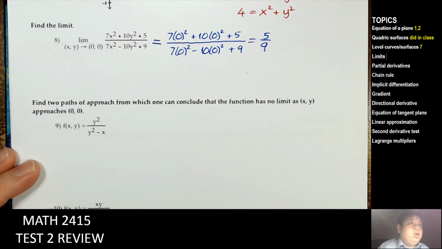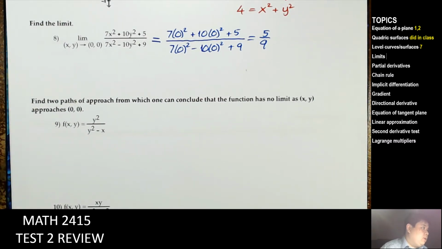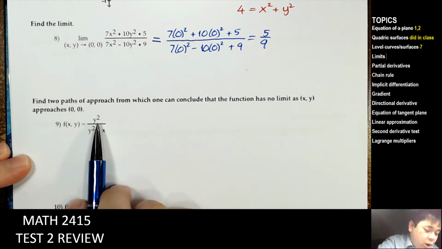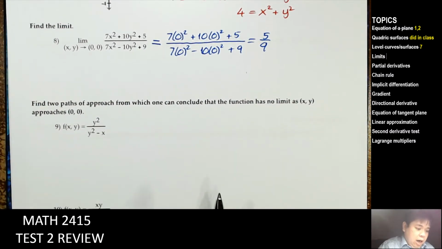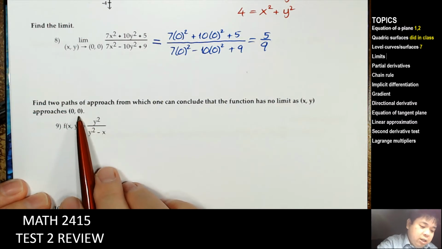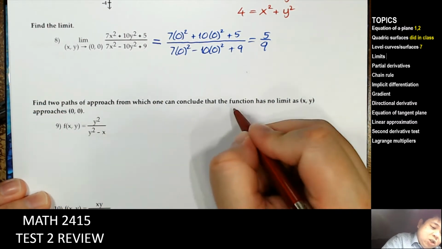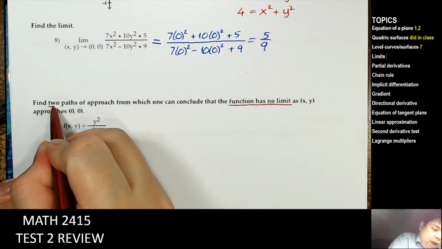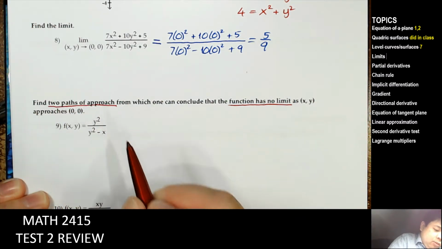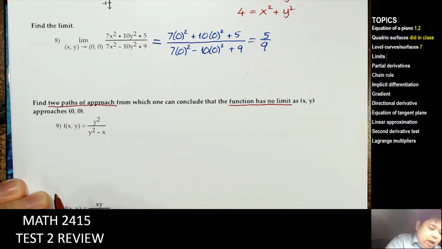Now what if it doesn't work? So we look at this function. In this case, let's read the instruction first. So that the function has no limit, and we have two paths approaching the point.